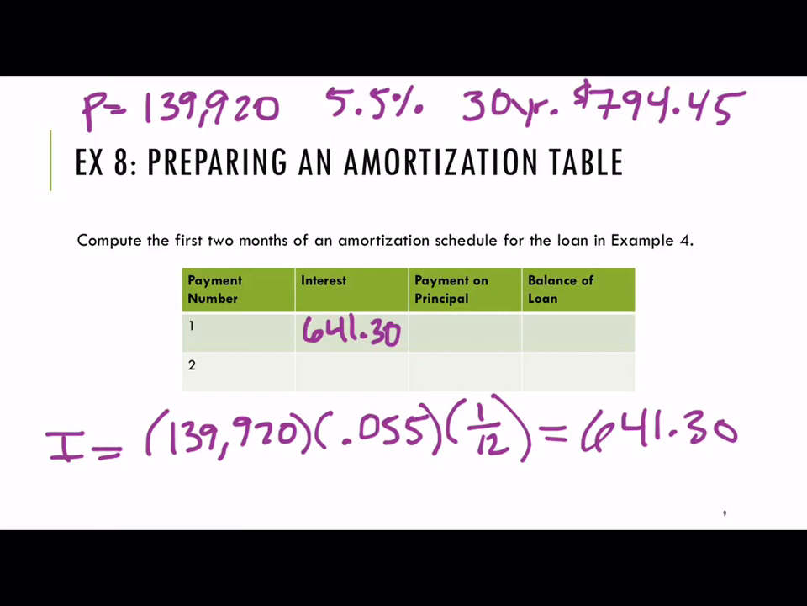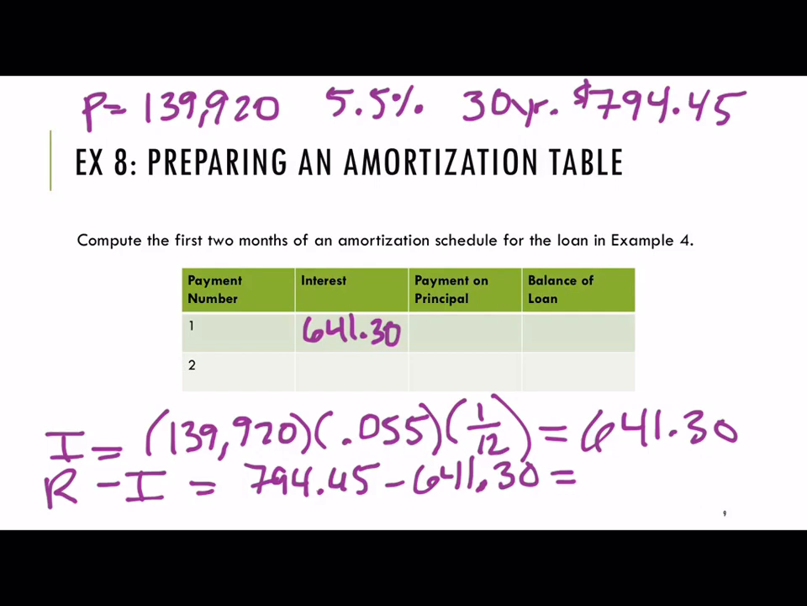Okay, then the payment to principal, so we're going to take the monthly payment R, and we're going to subtract that interest, and then whatever's left is going to be that payment to principal. So that's $794.45, subtract 641.30. So actually most of the monthly payment is going to interest, and what's left is $153.15, and that's going towards paying off the mortgage.